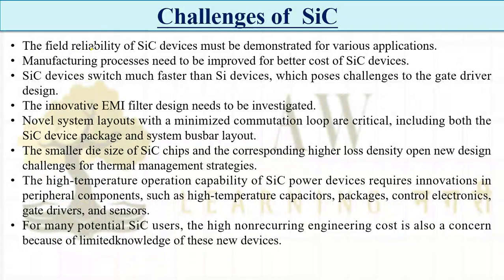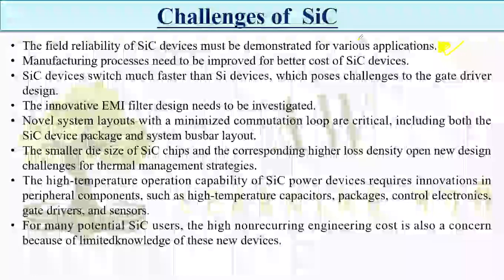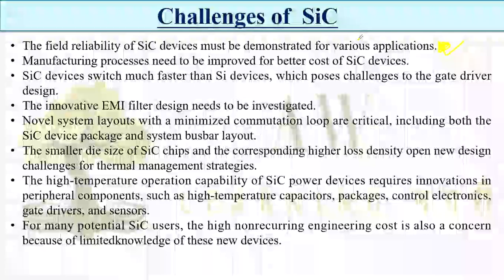First point is the field reliability of silicon carbide devices must be demonstrated for various applications. Like when we see the data sheet, the manufacturer must say which application these devices are applicable to, because if we know that this device is manufactured for this particular application, then we can use it. Otherwise how can we use it, right? We have to characterize it, that is fine, but we need much more data available, then only we can use it in a particular application.